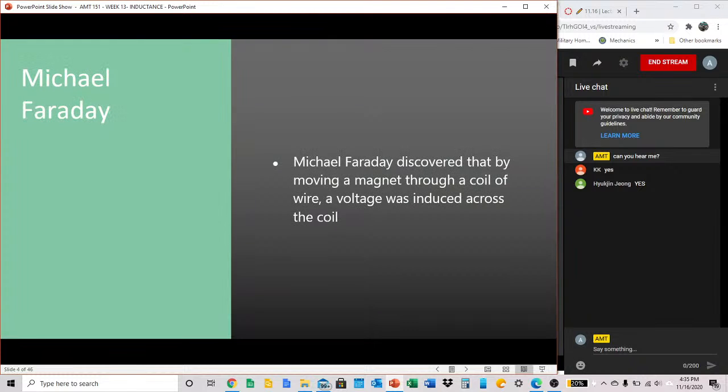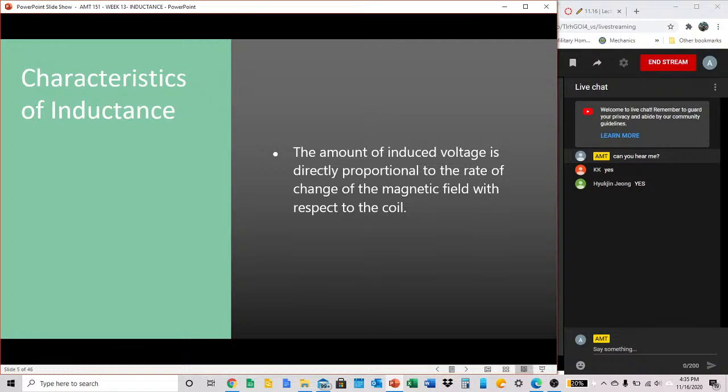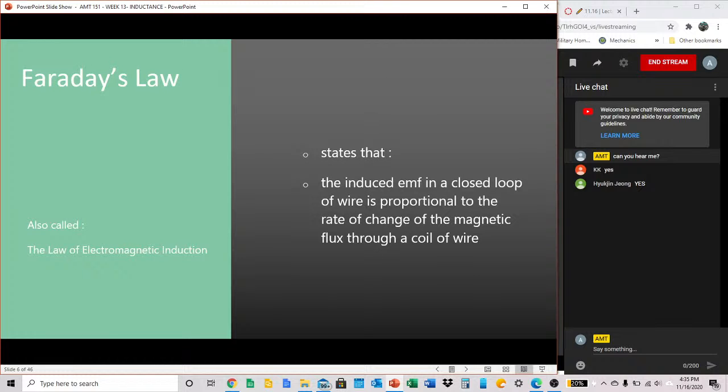Characteristics of inductance. Michael Faraday discovered that by moving a magnet through a coil of wire, a voltage was induced across the coil. The amount of induced voltage is directly proportional to the rate of change of the magnetic field with respect to the coil. Faraday's law, sometimes also called the law of electromagnetic induction, states that the induced EMF in a closed loop of wire is proportional to the rate of change of the magnetic flux through a coil of wire.